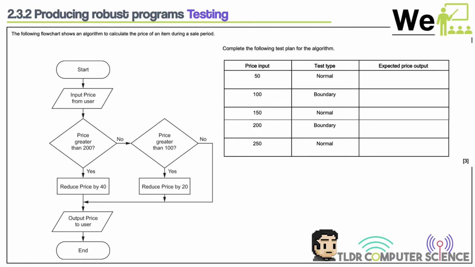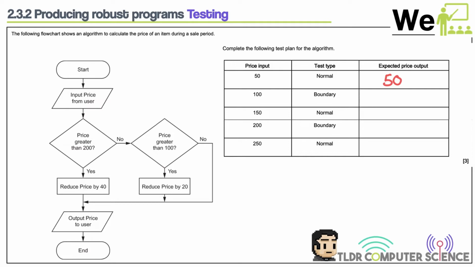Okay, so we start at start. Remember, parallelograms like this are for inputs and outputs. The diamonds are for decisions, so for showing selection or loops. The rectangles are for a process, so it's going to do something. Then finally we get to the end, and we obviously follow the arrows. The first one is price input 50. Is 50 greater than 200? No. Is it greater than 100? No. We follow this down, output the price to the user, so we expect the outcome in this case to be 50.